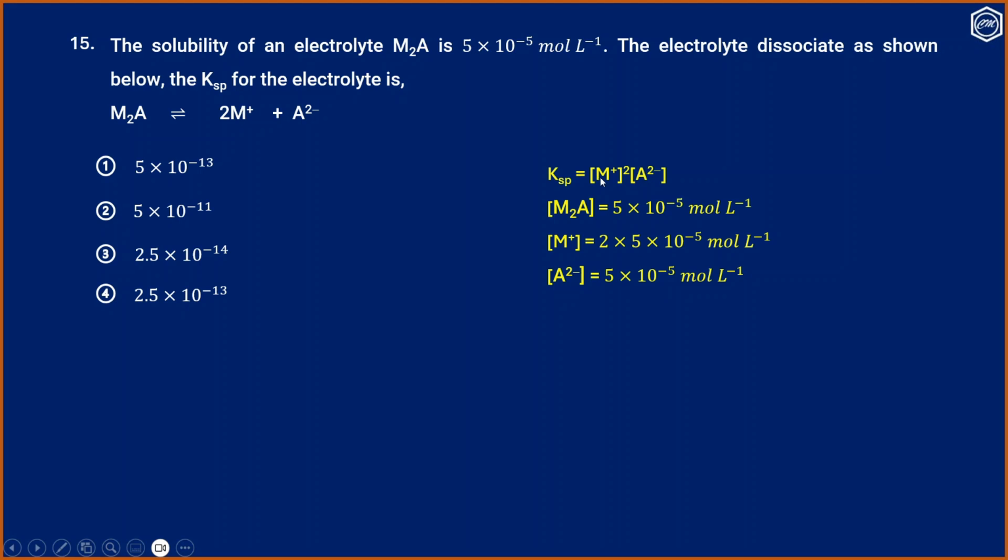Now Ksp is the product of these two. So therefore, Ksp is equal to (2 into 5 into 10 raised to minus 5) whole squared into 5 into 10 raised to minus 5. Upon calculation, we get the answer as 5 into 10 raised to minus 13. So option 1 is the correct answer.